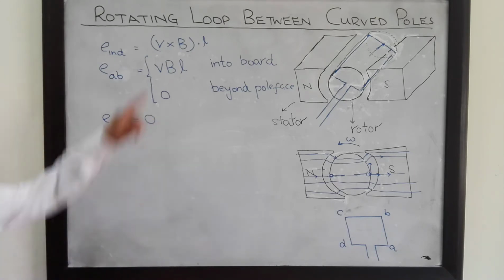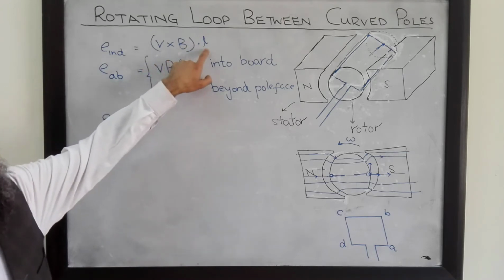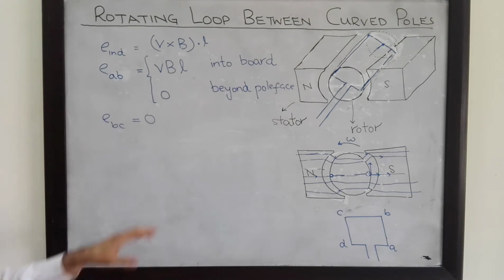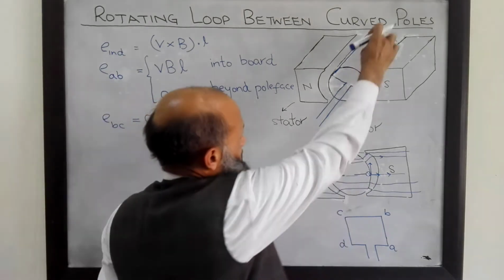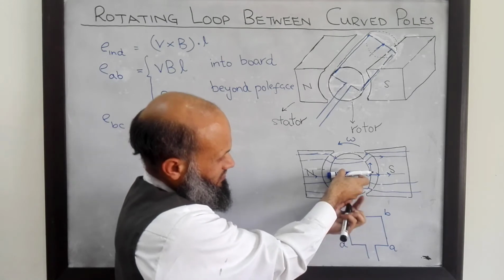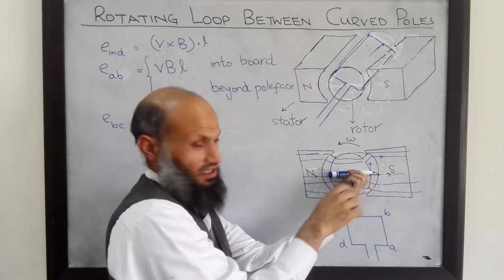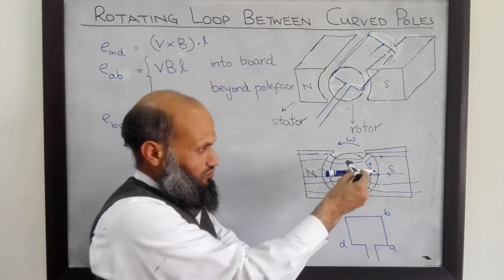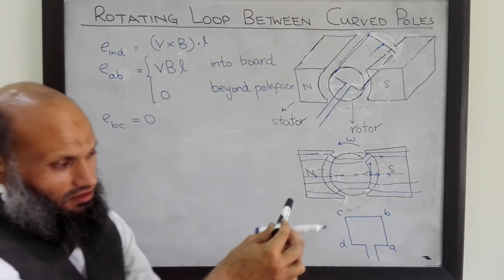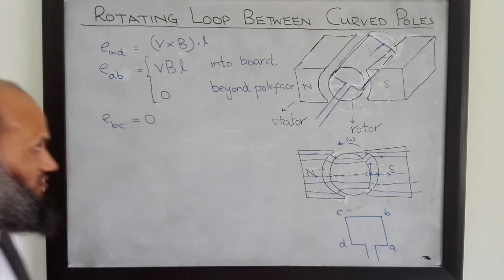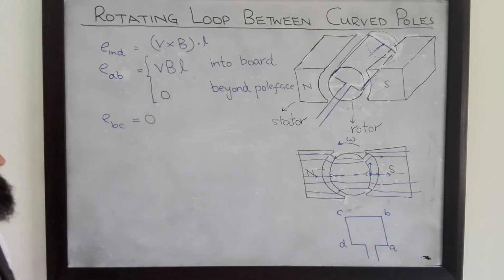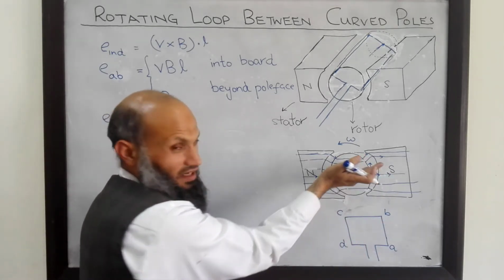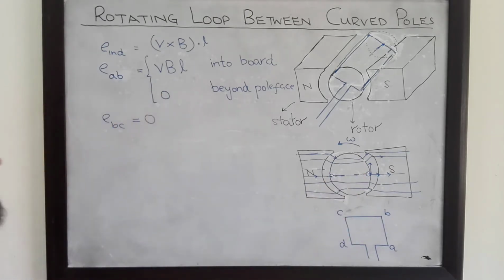Why? Because V cross B is perpendicular to L. So the dot product of two perpendicular vectors is 0. This conductor is lying like this one at the back end, and for this V cross B is into the board. So V cross B dot L, the dot product of two perpendicular vectors, is 0. Therefore voltage induced in segment BC, which is at the back end of this rotor, is equal to 0.